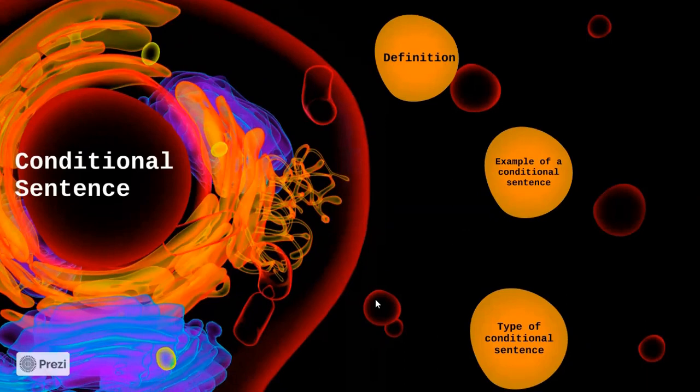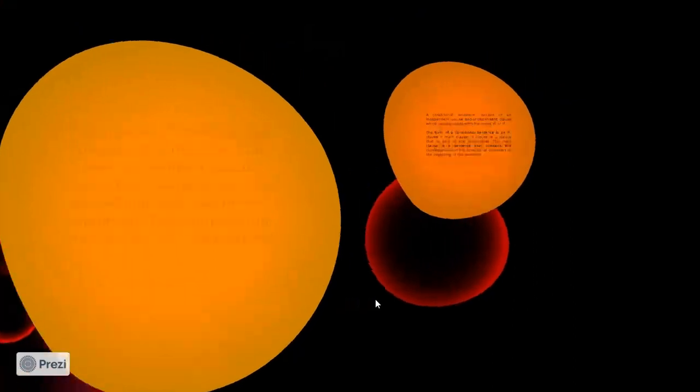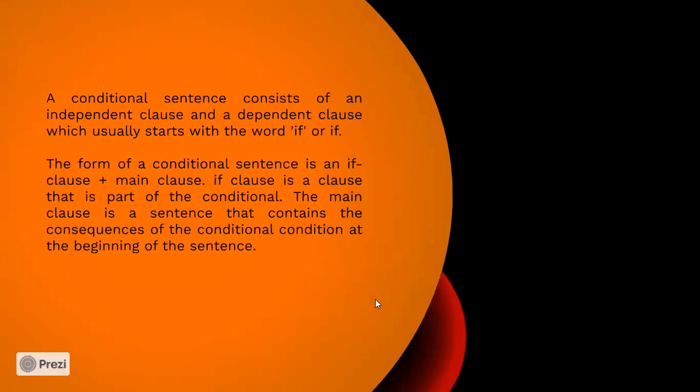The first is definition. Conditional sentences are compound sentences that have a condition about imagination, supposition, and something that has never happened. This supposition may or may not materialize. Part of conditional sentence. A conditional sentence consists of an independent clause and a dependent clause, which usually start with the word if.